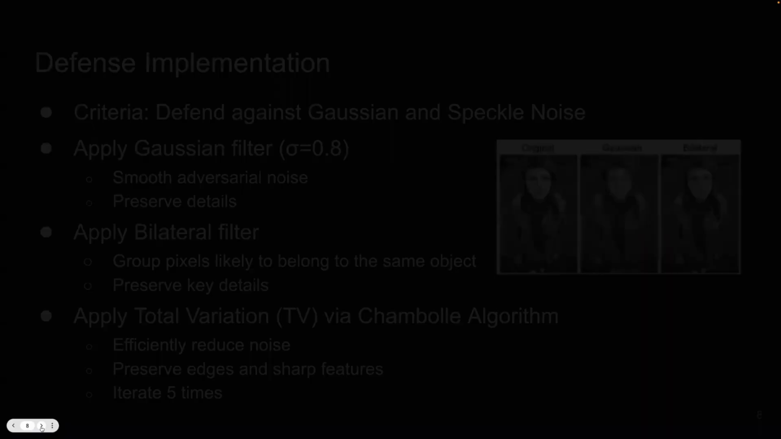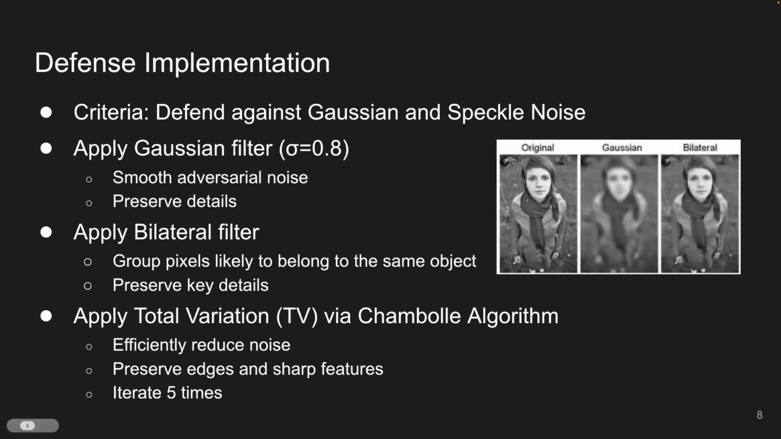Next slide. The criteria for our defense implementation is to defend against both Gaussian and speckle noise attacks. Since we are constrained on time and compute resources, we implemented an input modification defense approach as opposed to adversarial training or gradient masking. Additionally, we need to preserve as much detail as possible when denoising the image so that our model can correctly identify objects within the input image. We begin by applying a Gaussian filter to the input image, which performs initial smoothing based on a given sigma value.